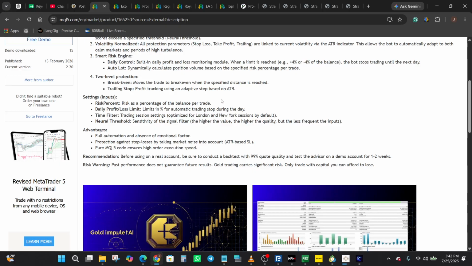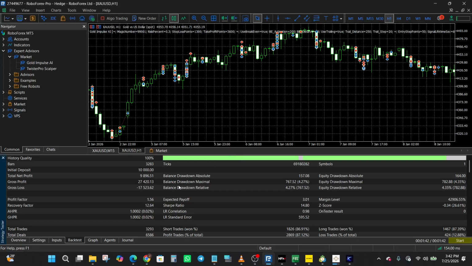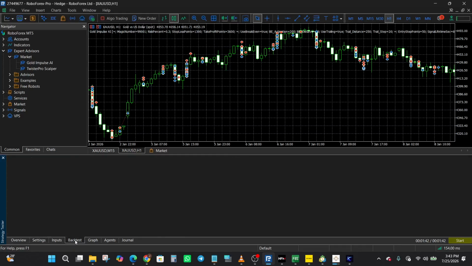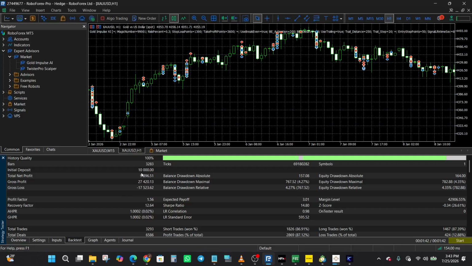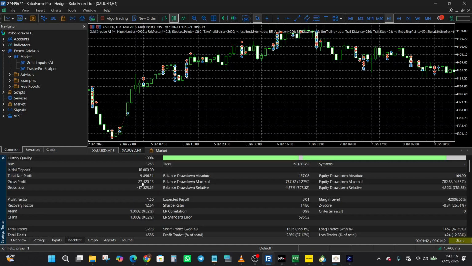Now, let us transition into our historical backtest analysis to see how these settings and features translate into actual trade execution. So we are reviewing a historical test conducted on MetaTrader 5 using H1 data for XAUUSD covering the period from January 1, 2026 through July 24, 2026. The test was run on a $10,000 initial deposit with 1:500 leverage and achieved 100% history quality rating.